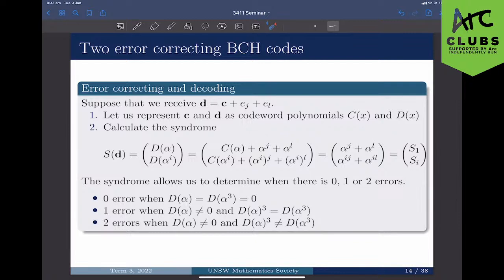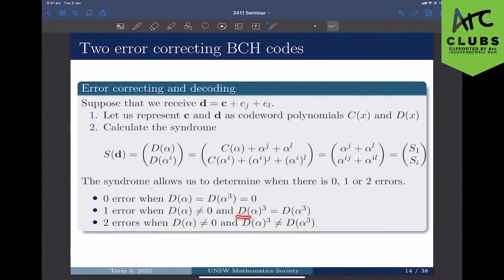Now, if we see that the upper entry of the syndrome, d of alpha, which is the polynomial d(x) evaluated at alpha, if that's not 0, then there's either 1 or 2 errors. And the way we differentiate between the case where there's one error and the case where there's two errors is to just apply this calculation. So we're going to end up with these two terms.